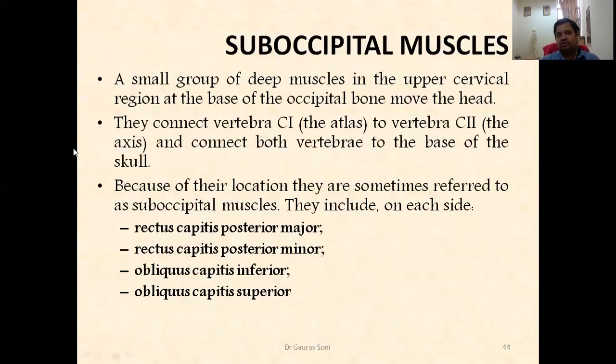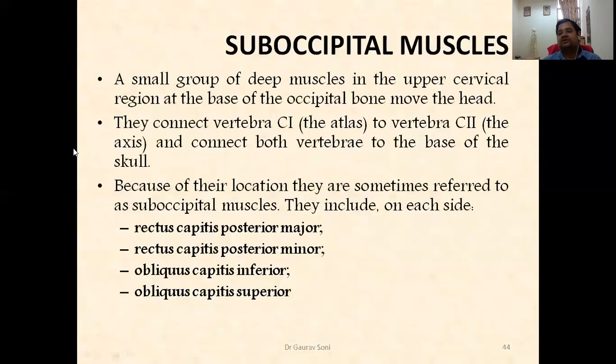Then comes a group of muscles which is present in the suboccipital region, that is behind the neck and in the border of the head. This is also included in the back muscles because it is a continuation. There is a small group of deep muscles in the upper cervical region at the base of the occipital bone. They connect C1 to C2 and both connect to the bone at the base of the skull. Because of their location, they are sometimes referred to as suboccipital muscles.